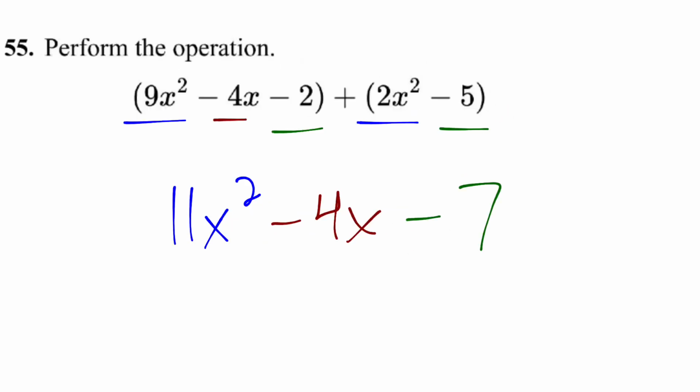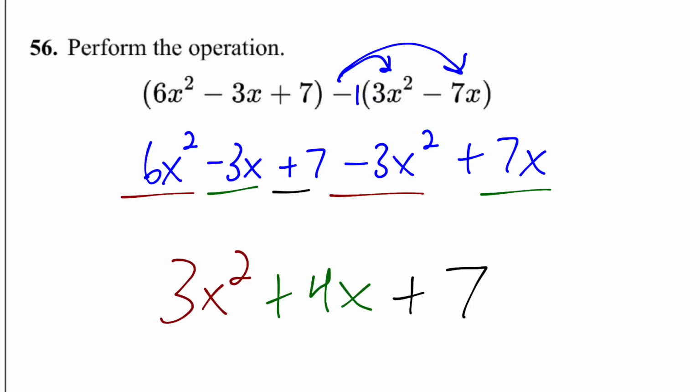For 55, I'm going to start with the biggest exponent. These are the x squareds. The exponents do not change. I just take 9 plus 2 is 11x squared. My next biggest degree is just the x by itself, and there's only one x term, so I carry it down. Lastly, I have the constants, or the numbers. Negative 2 minus 5 is negative 7.